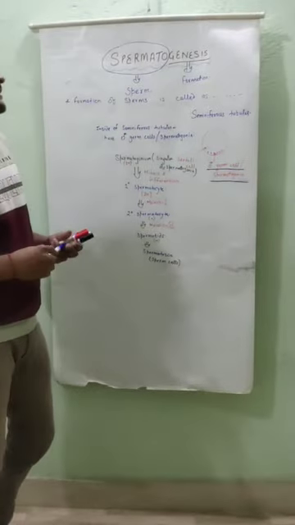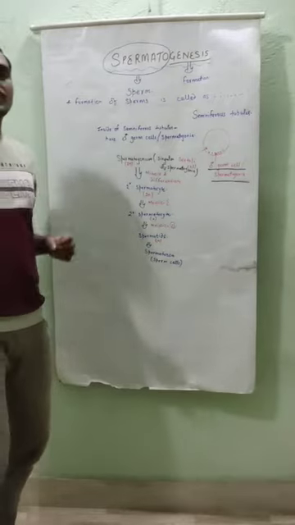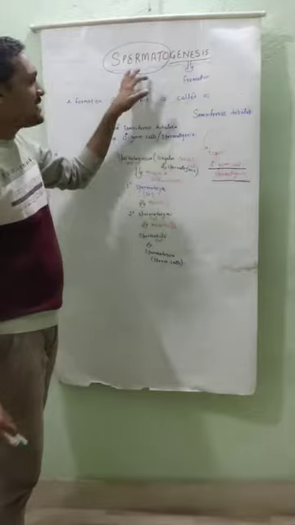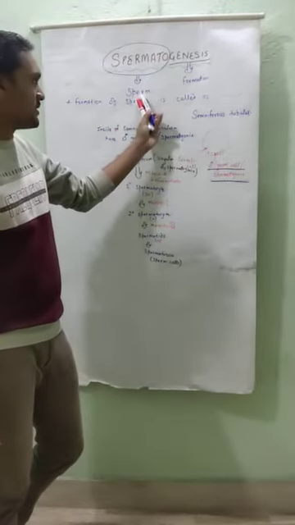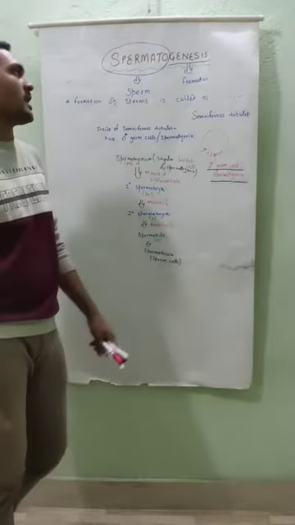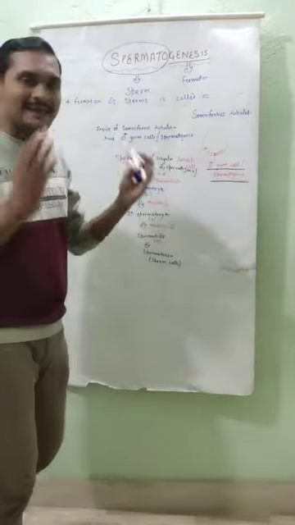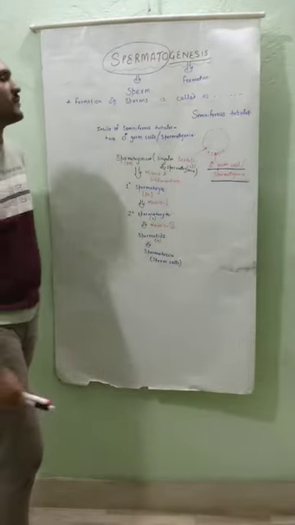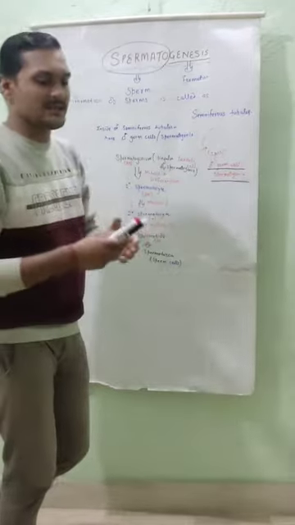My dear students, we are reading a topic whose name is spermatogenesis. As the name suggests, spermato refers to sperm and genesis refers to formation. So in simple words, we can say that the process of formation of sperms is called spermatogenesis.